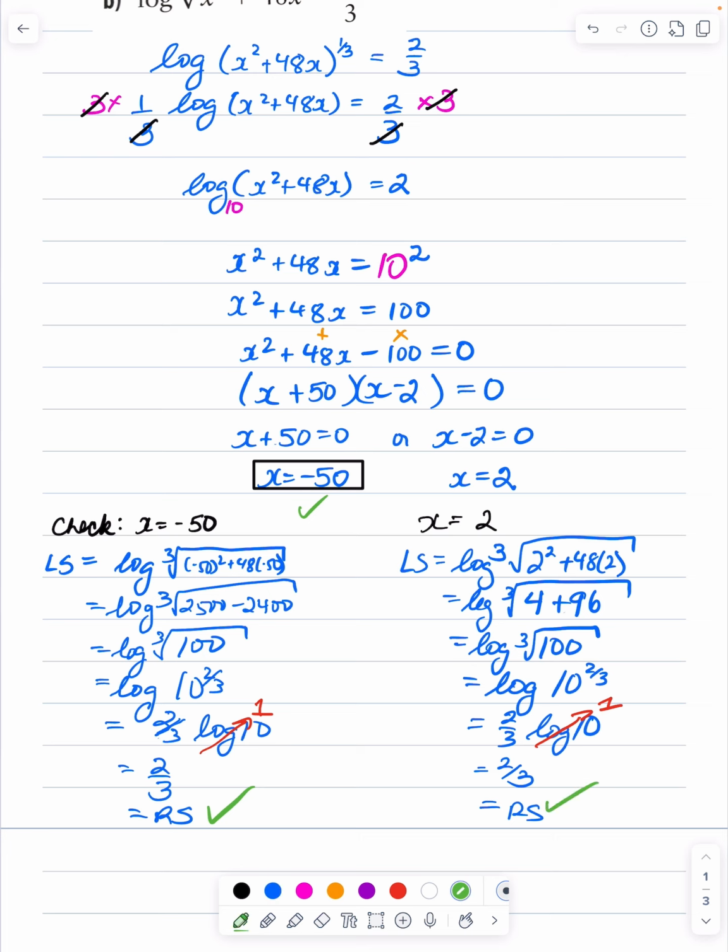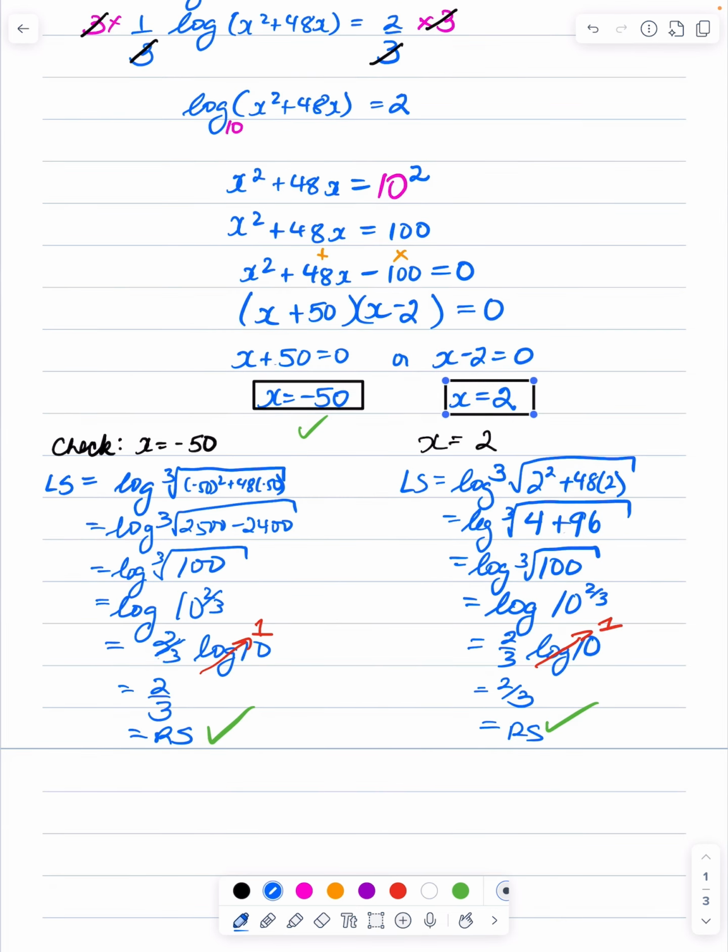Yes, this one is also another answer. x equals 2. And with this, we are finished the question, and that was easy.